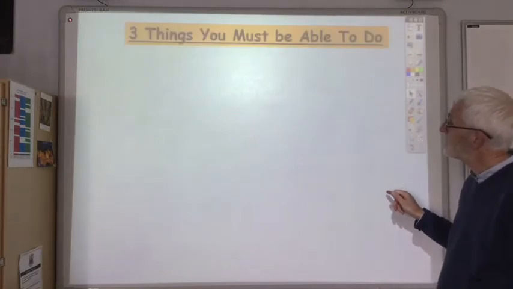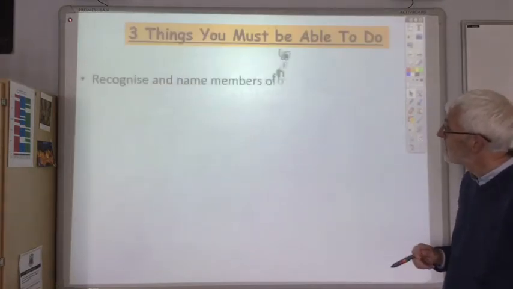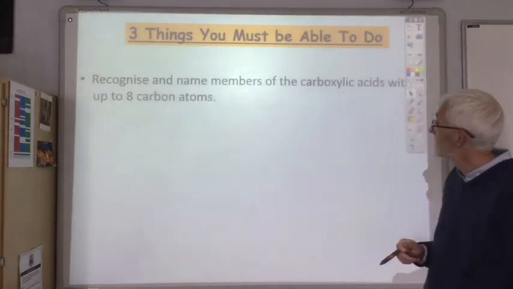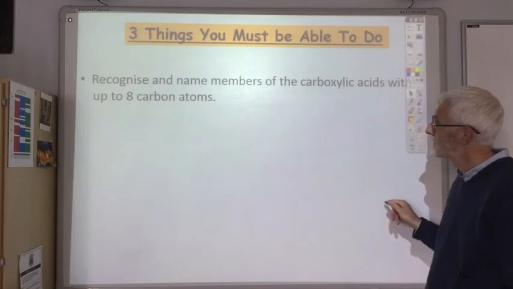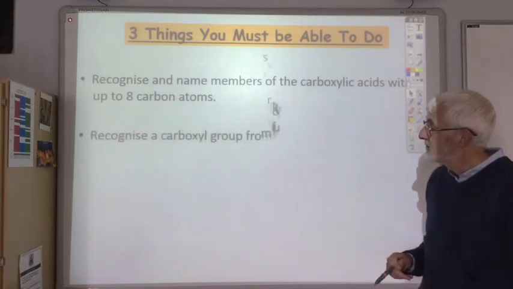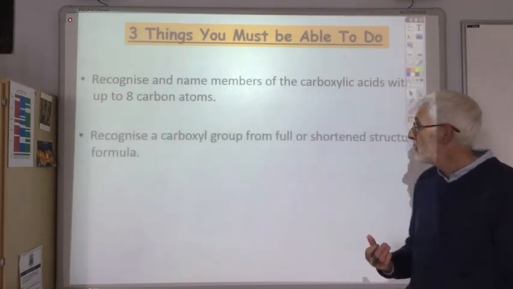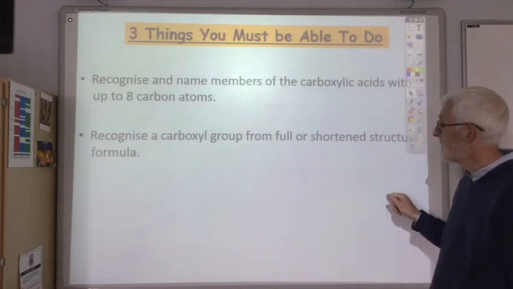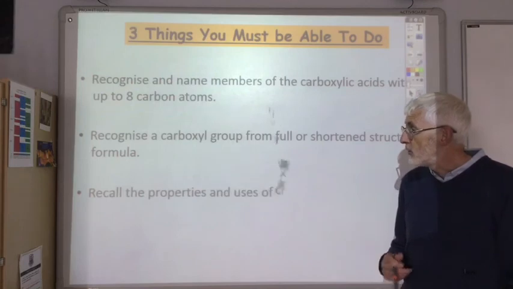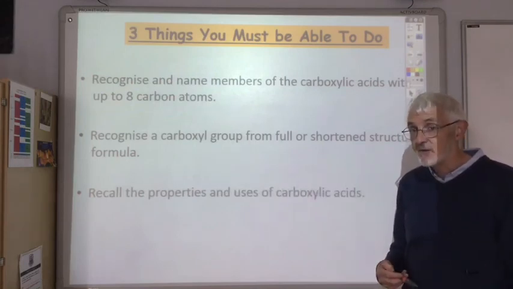So, 3 things you must be able to do. You should be able to recognise and name members of the carboxylic acids with up to 8 carbon atoms. You should be able to recognise a carboxyl group, whether it's drawn as the full or shortened formula. And you should be able to recall the properties and uses of carboxylic acids.